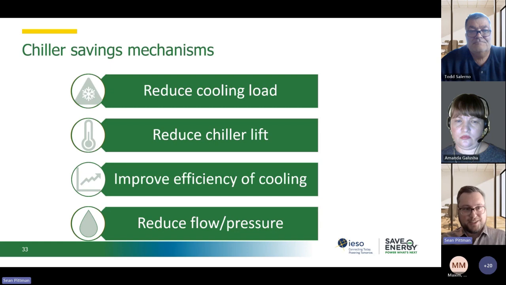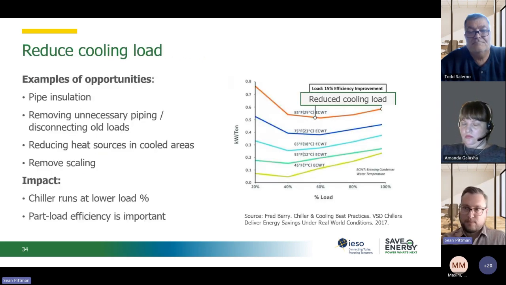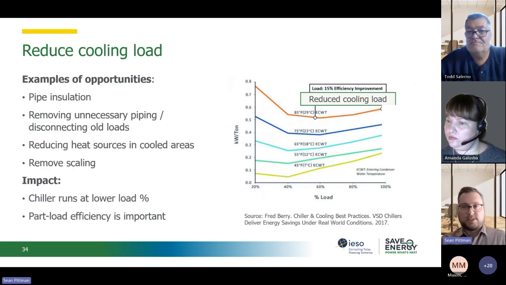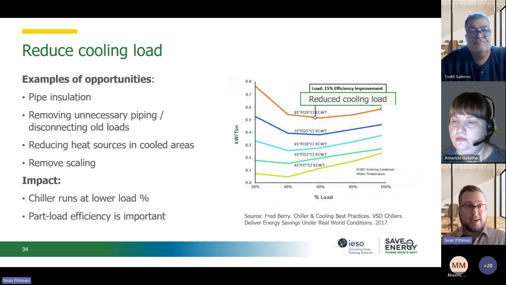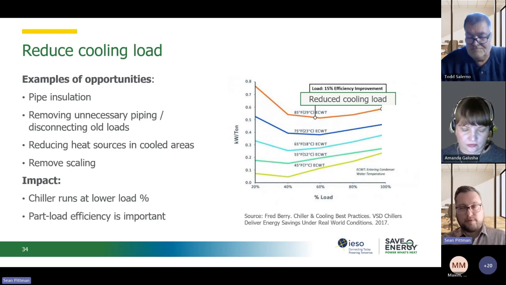So jumping into chiller savings, which does affect all those other components because everything's connected, some basic chiller saving mechanisms. We can reduce cooling load, we can reduce the chiller lift, we can improve efficiency of cooling, and we can reduce flows or pressures. Reducing the cooling load, we can install pipe insulation, remove unnecessary piping, and disconnect old loads, reducing the distance that chilled water has to flow and where it can gain heat along the way. Reducing heat sources in cooled areas can be really big and seem obvious, but is often an opportunity. And we'll remove scaling within that piping so that the pumping is more efficient.